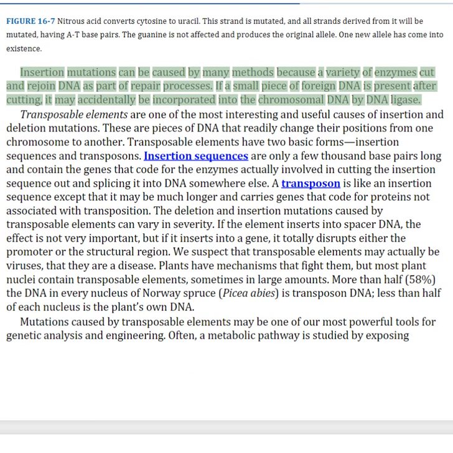Insertion mutations can be caused by many methods because a variety of enzymes cut and rejoin DNA as part of repair processes. If a small piece of foreign DNA is present after cutting, it may accidentally be incorporated into the chromosomal DNA by DNA ligase.